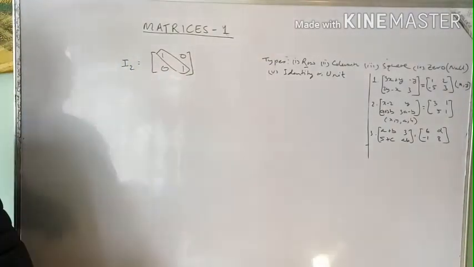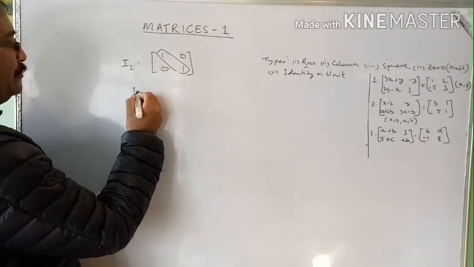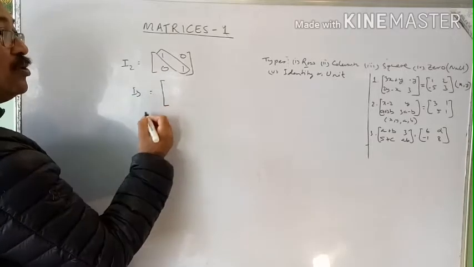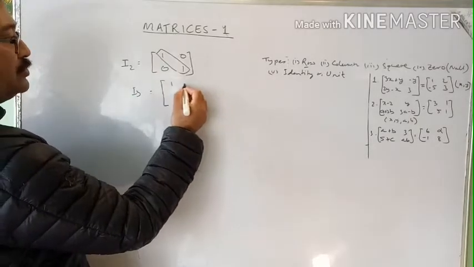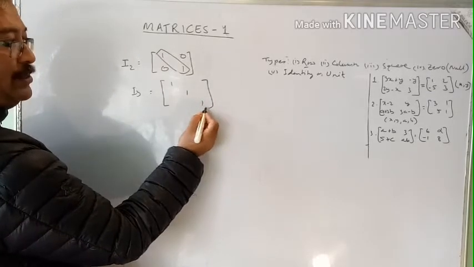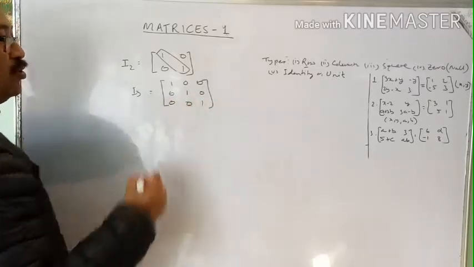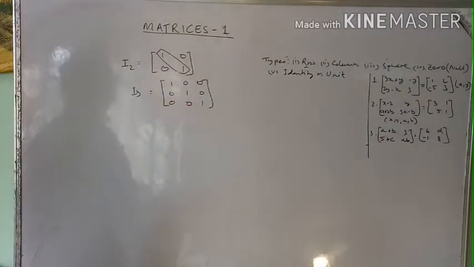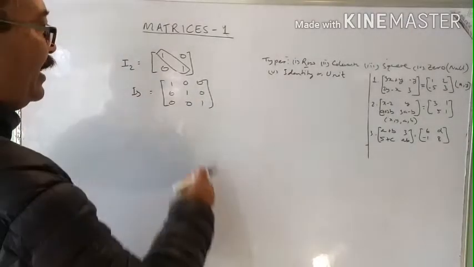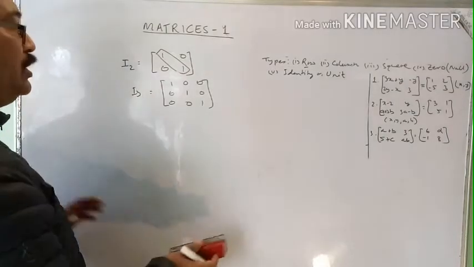This is I2, which means identity matrix of order 2. Similarly, I3 means identity matrix of order 3. So see, elements in the principal diagonal must be 1. Then the remaining elements must be 0. Then it is called identity matrix. You will know the property of identity matrix later on as you progress in the chapter.